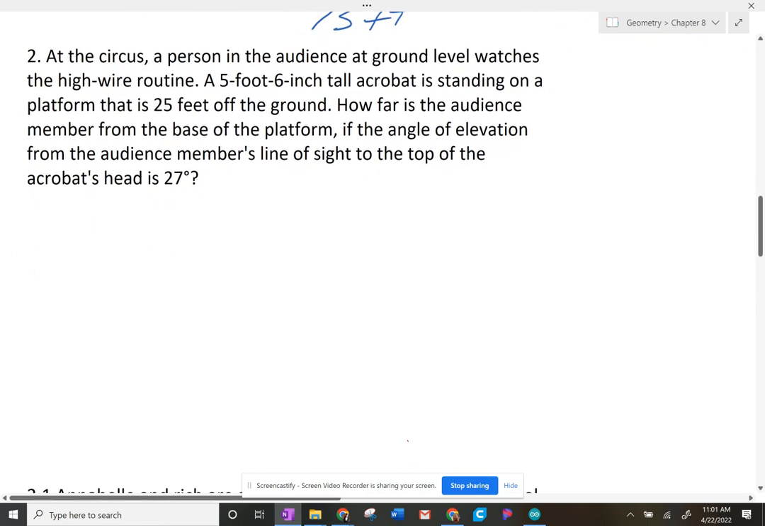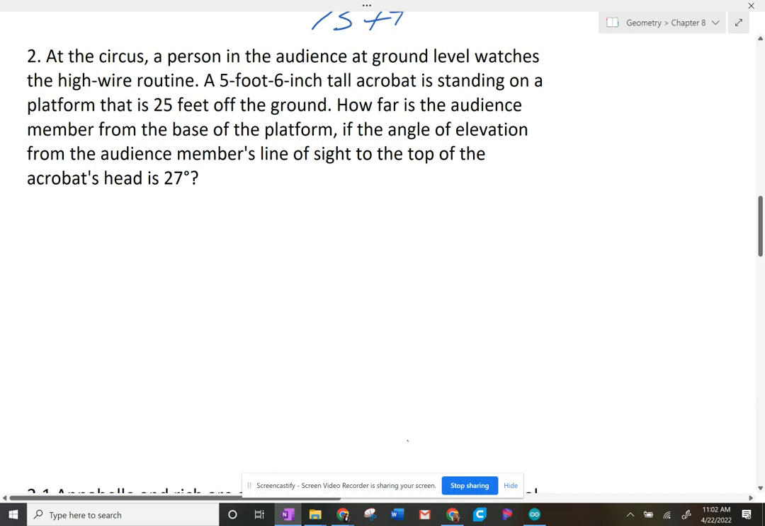Example number 2. At the circus, a person in the audience is at ground level. They're watching a high wire routine. A 5 foot 6 inch tall acrobat standing on a platform that's 25 feet off the ground. How far is the audience member from the base of the platform if the angle of elevation from the audience member's line of sight to the top of the acrobat's head is 27 degrees?